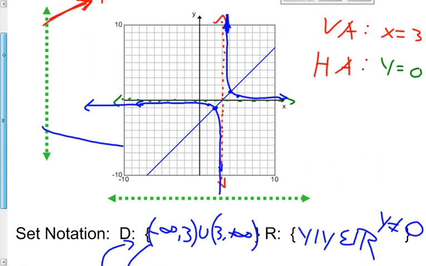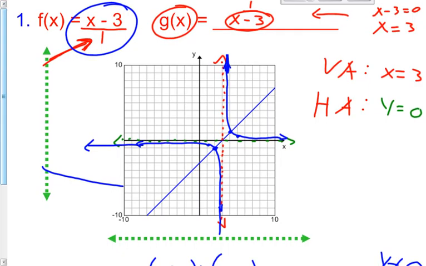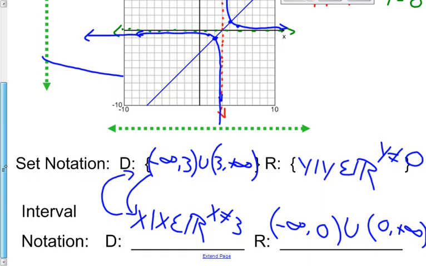So that's what I expect from you on these problems. First, find the reciprocal function by flipping the fraction upside down. Find the vertical asymptote and the horizontal asymptote. Pick 2 points to the right of the vertical asymptote, 2 points to the left of the vertical asymptote, and then tell me the domain and the range.